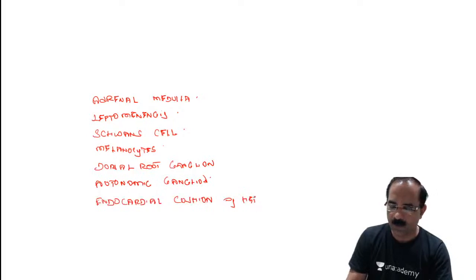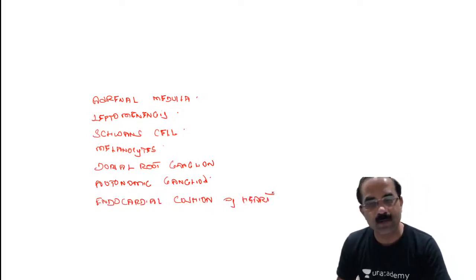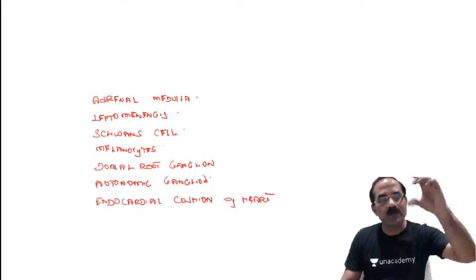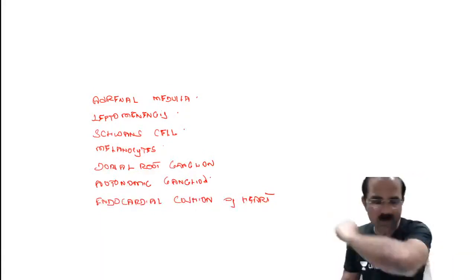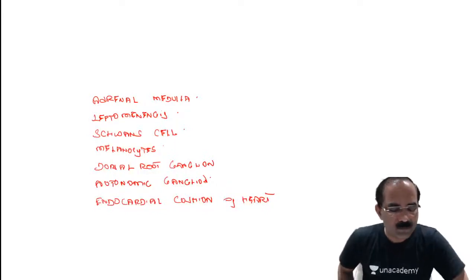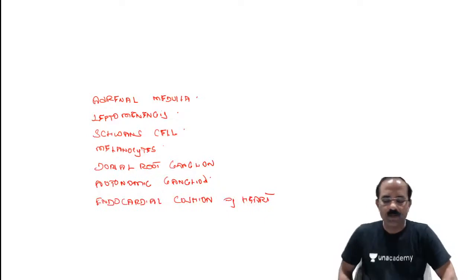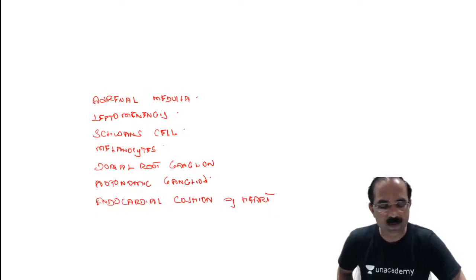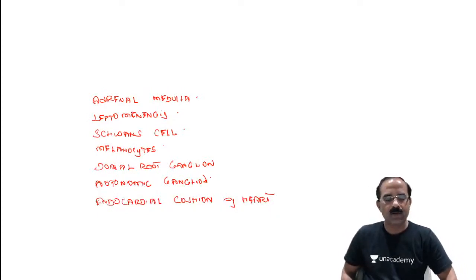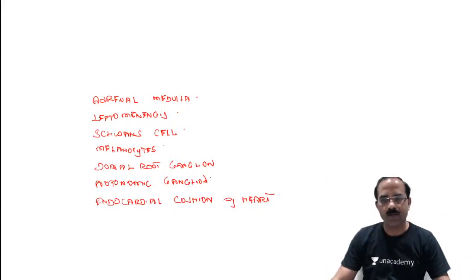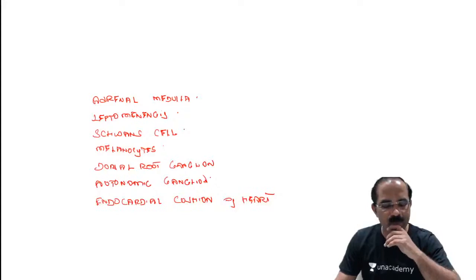Just tell me one thing. Endocardial cushions of the heart are derived from neural crest cells. If the endocardial cushions are not formed properly, what defect do you get? Can you tell me, students? If the neural crest cells do not migrate into the endocardial cushions of the heart, and they are not formed properly, what defects?